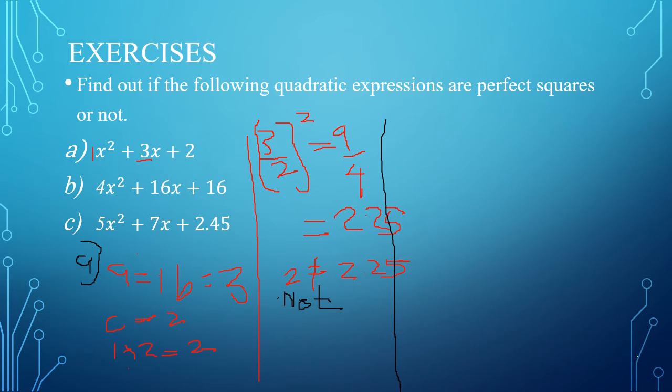So the same thing you do with the second expression. Our second expression, label b, is 4x squared plus 16x plus 16. So we have our a as 4, our b is 16, and our c is 16.